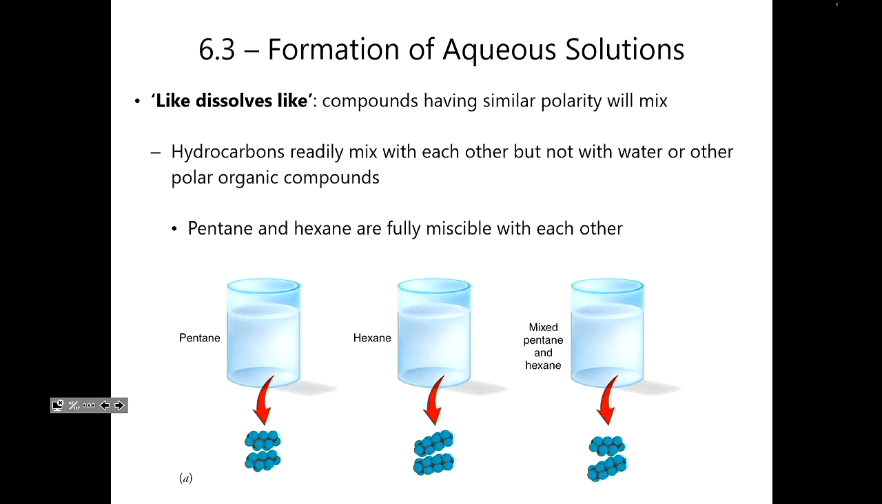So this concept of "like dissolves like" is simply stating that compounds that have similar polarity will mix with each other. Okay? The converse would be substances that have very different polarities will not mix with each other, because substances will try to mingle with other substances to which they have an affinity. Yes? If you have no affinity, meaning you have completely different interparticle forces, then there's no attraction, there's no interaction. Right? It's not going to happen.